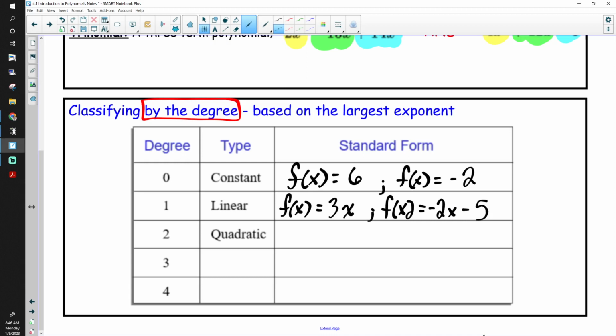In both of these examples, monomial, binomial, one term, two term, the largest exponent is 1. When you have a variable with no exponent by it, there's really a 1 there. We just don't write it. It's invisible. These are both called linear polynomials. The first example is a monomial. The second example is a binomial.